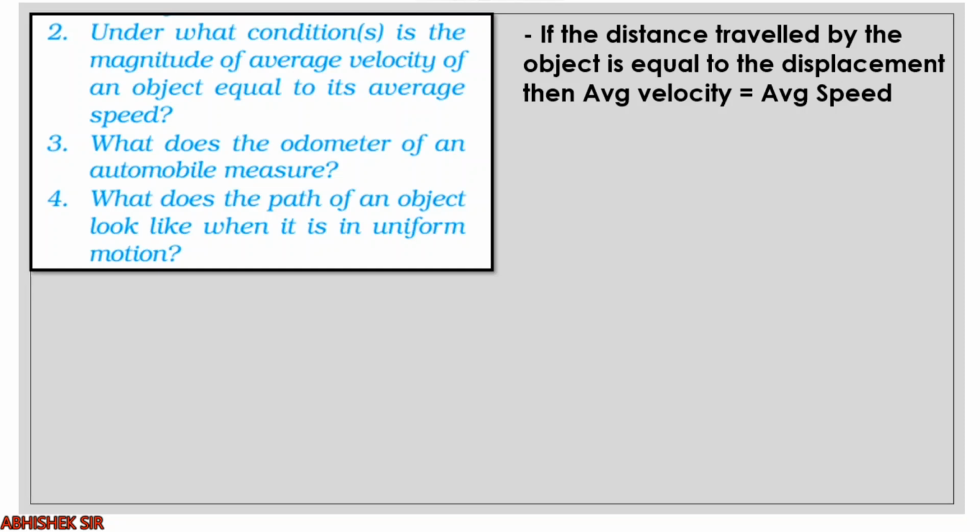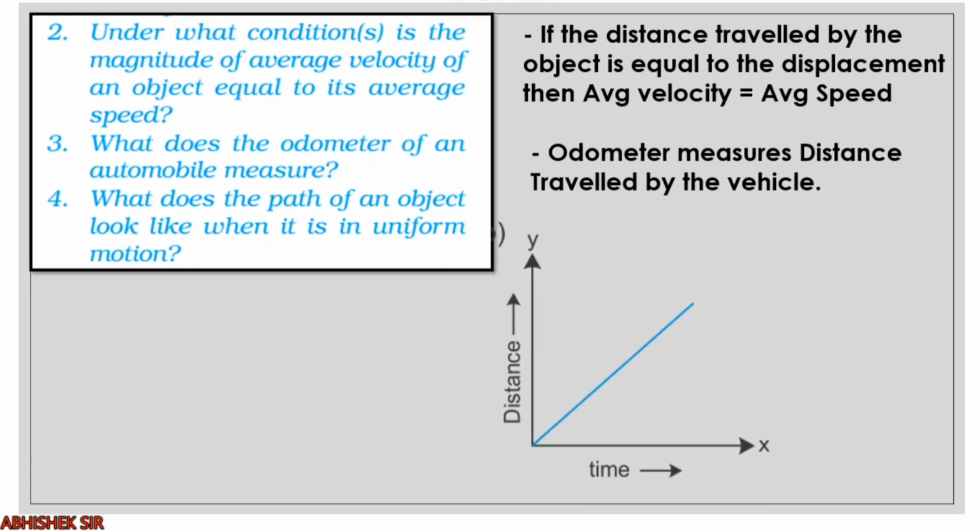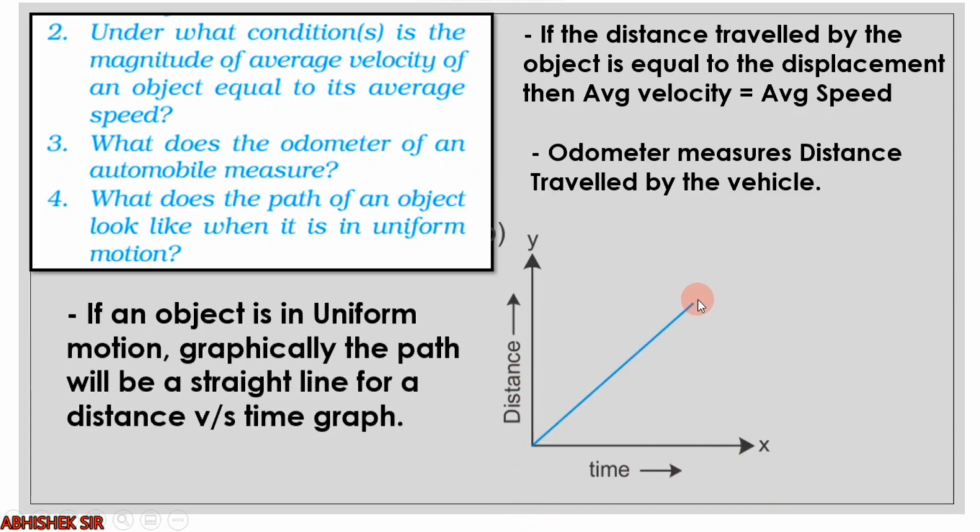Next question is, what does the odometer of an automobile measure? The odometer of an automobile measures the distance traveled by the vehicle. Next, what does the path of an object look like when it is in uniform motion? In a distance versus time graph, uniform motion will always look like a straight line. If an object is in uniform motion, graphically the path will be a straight line. Clear?